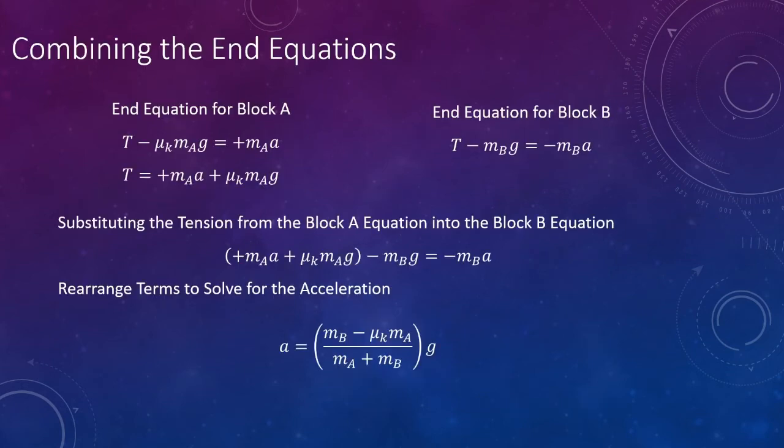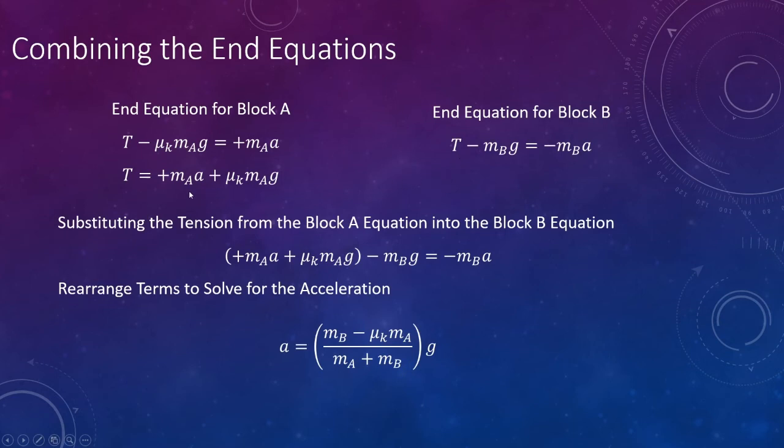So for block B, we just had the one equation for it, for the vertical motion, where the tension's going up, gravity acting on it is going down, and it has a negative acceleration. Then for A, we had the equation where the tension minus the force of friction is equal to its mass times its acceleration, and it is being accelerated to the right. If we rearrange this, this means the tension is equal to the mass of A times its acceleration plus the coefficient of kinetic friction times its mass times g. So we have an expression for tension in one equation.